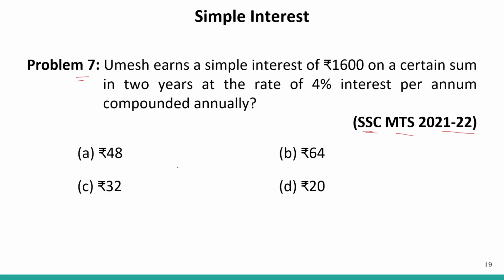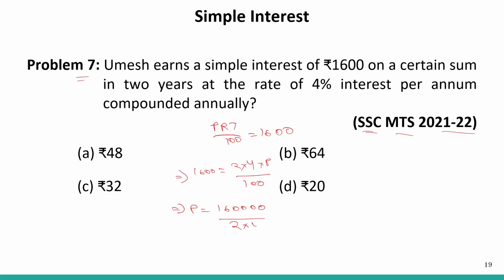So let's see. Given that Umesh earns simple interest, PRT by 100 is equal to 1,600, right? Because simple interest is given and the rate is in percentage, so we use this formula. So 1,600 is equal to P into 2 into 4 by 100, where P is unknown here.